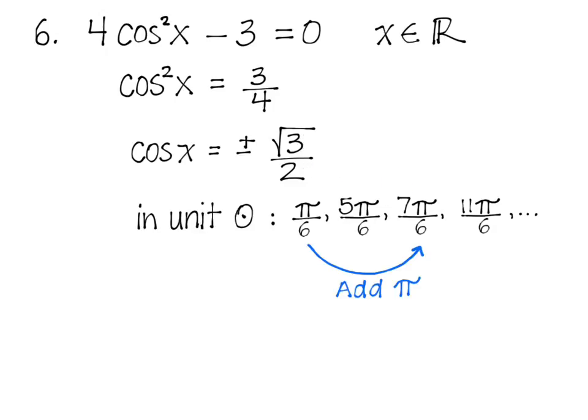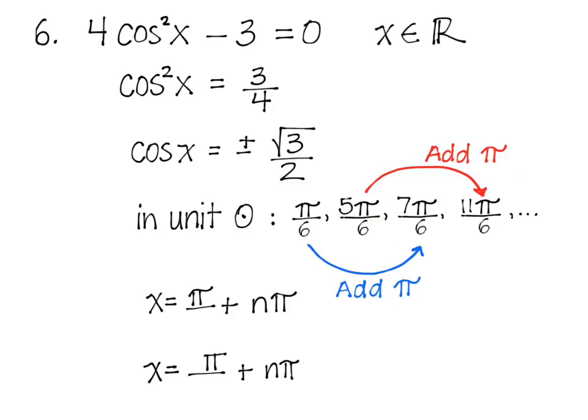It's the same thing as before, as we noticed in this pattern, that to go from pi over 6 to 7 pi over 6, you would add pi. To go from 5 pi over 6 to 11 pi over 6, you'd add pi. And so you'll find that in this case, where you're starting with either pi over 6 or 5 pi over 6, the pattern is you're just adding pi.